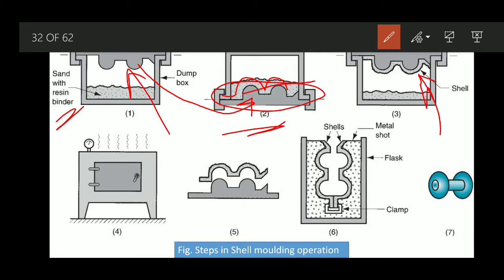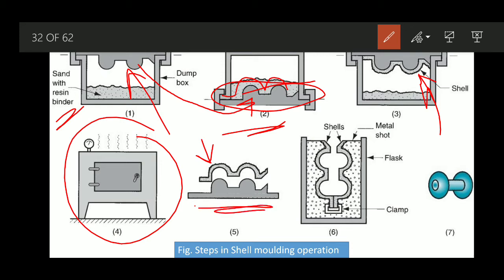After that we do the baking, that is heating, and during that curing happens. After that we take out the strip, the mold. We have already said that we make two identical halves. A similar process is followed, and after that we clamp them, or join them in whatever way you want, and we get the final required shell mold.